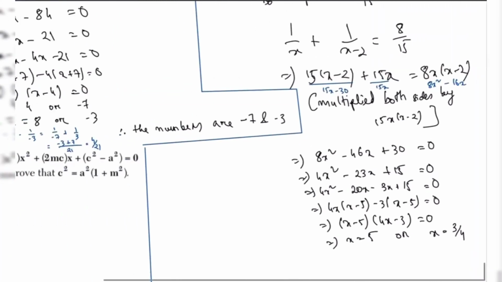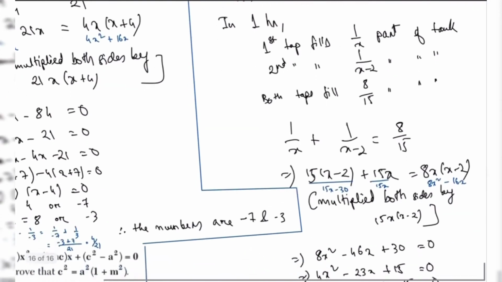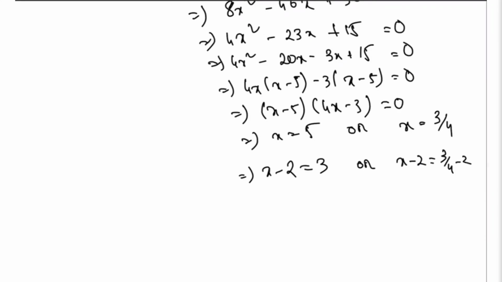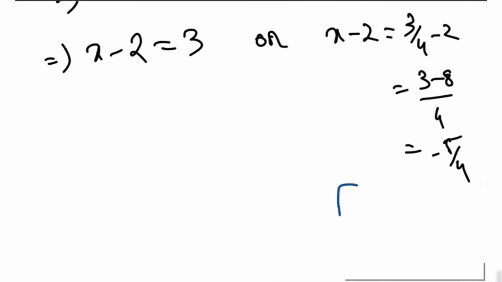Now you see that, okay, let me write the thing, then you will understand. We are also going to need x minus 2, right? x minus 2 equal to 3, or x minus 2 equal to 3 by 4 minus 2, that is 3 minus 8 by 4 equal to minus 5 by 4. So immediately we know that this thing is impossible, right?